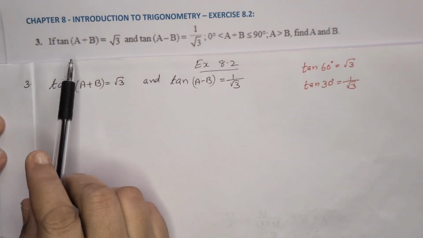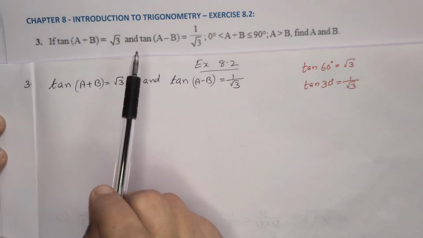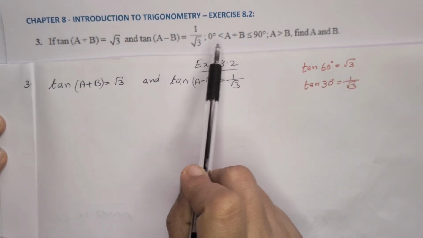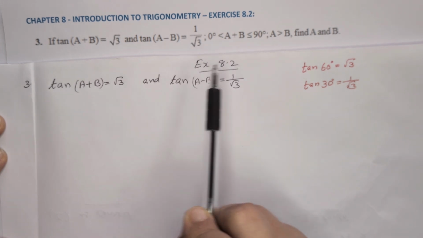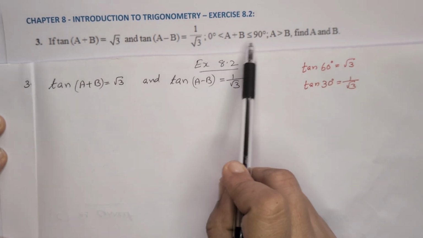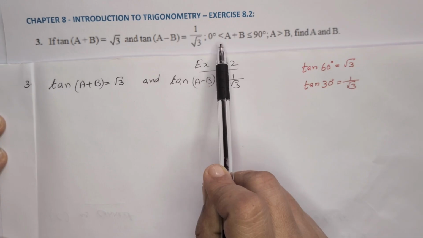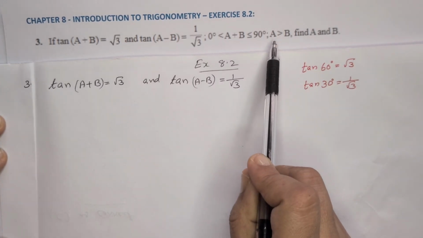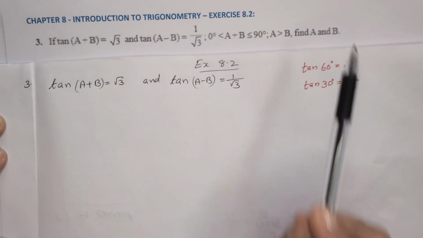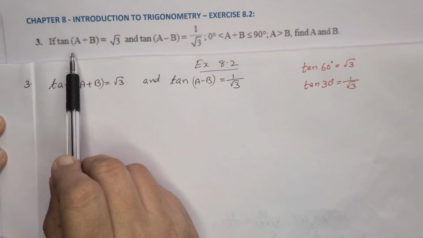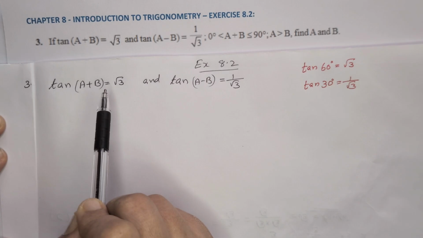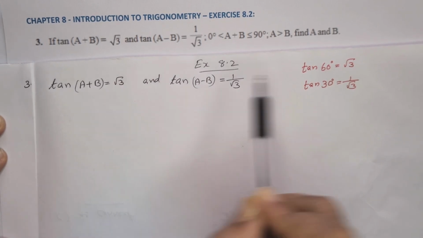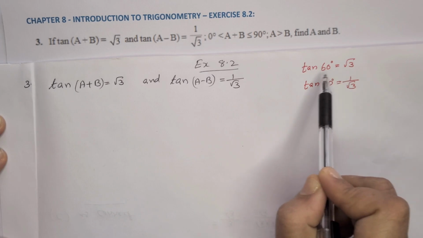Third question, if tan(A plus B) is equal to root 3 and tan(A minus B) is equal to 1 by root 3. See, A plus B lies in between 0 and 90 degree. A greater than B. These are the conditions. Sum of the angles, acute angle in between 0 to 90, and A is greater than B. Find A and B. Here it's given tan(A plus B) is equal to root 3. We know that tan of some angle is equal to root 3. That means tan 60 is equal to root 3.